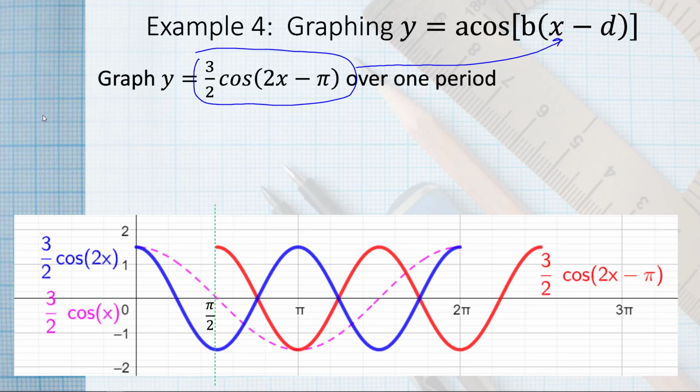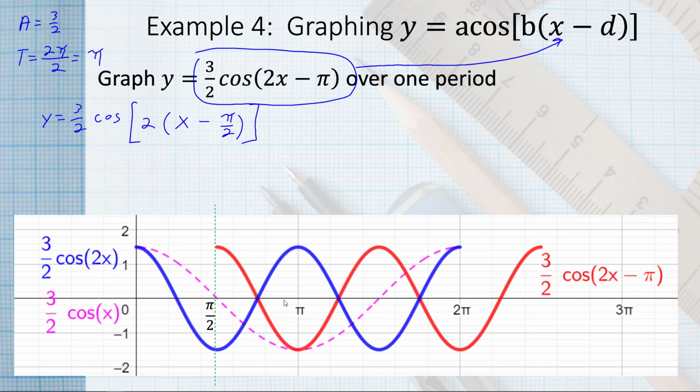We will have that y is equal to 3/2 cosine 2 times the quantity x minus pi over 2. Now, are they equal? Well, 2 times x is 2x. 2 times negative pi over 2 is minus pi, so this works. Now, in this configuration, we can see that the amplitude is equal to 3/2. The period is equal to 2 pi over b, but b in this case is 2. That's 2 pi over 2, which is pi.